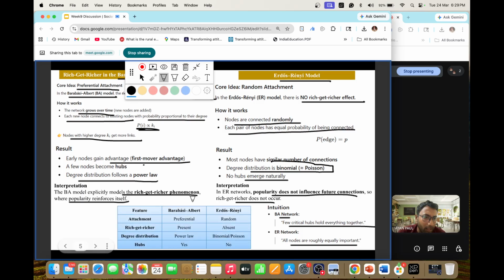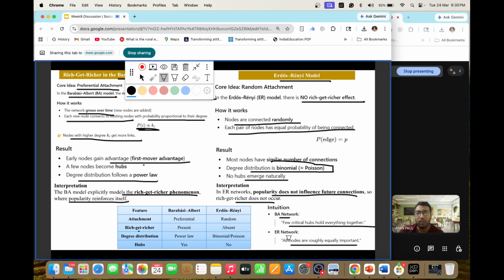This is the differential table that I have given you, BA model and Erdos model. Attachment here is preferential in the BA model, random in the ER model. Rich get richer is present in the BA model, absent in the ER model. Degree distribution follows a power law in the BA model, and a binomial or Poisson distribution in the ER model. Hubs are created in the BA model but not in the ER model.